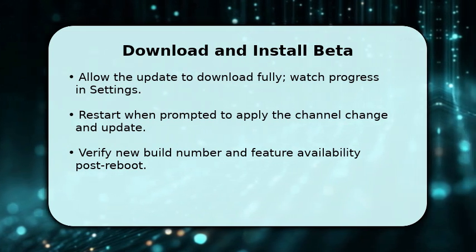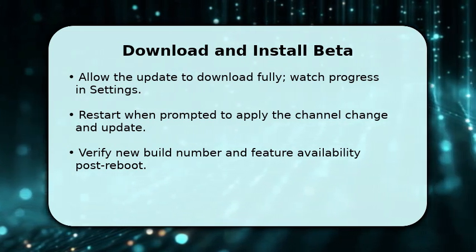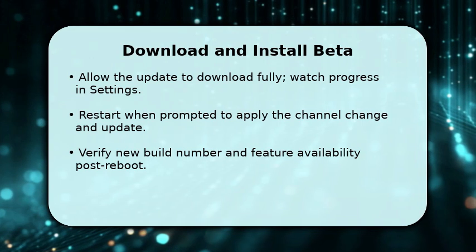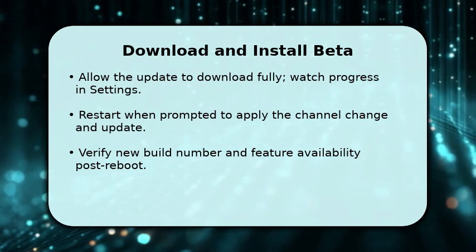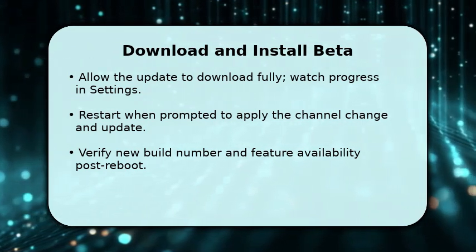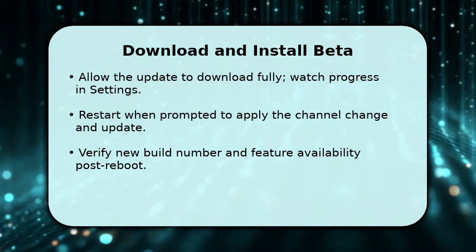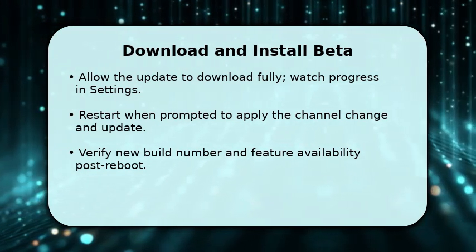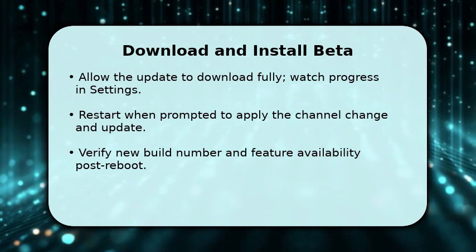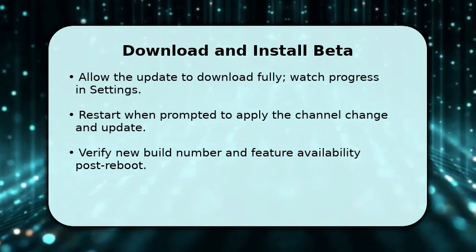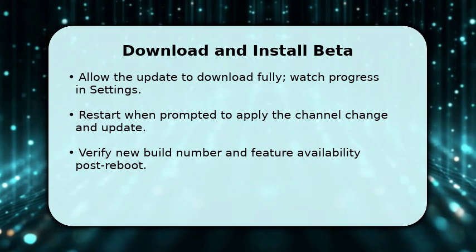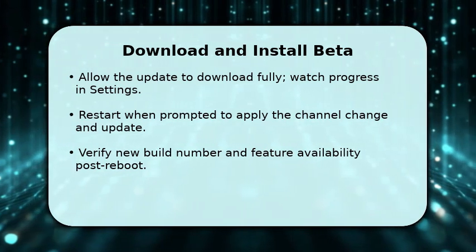Once the download completes, click Restart to apply the update. This is necessary for the new channel to take effect. After reboot, sign in and return to About Chrome OS to confirm the build number reflects beta. This confirms the installation succeeded and unlocks features being tested. You can now evaluate changes without the instability of dev.